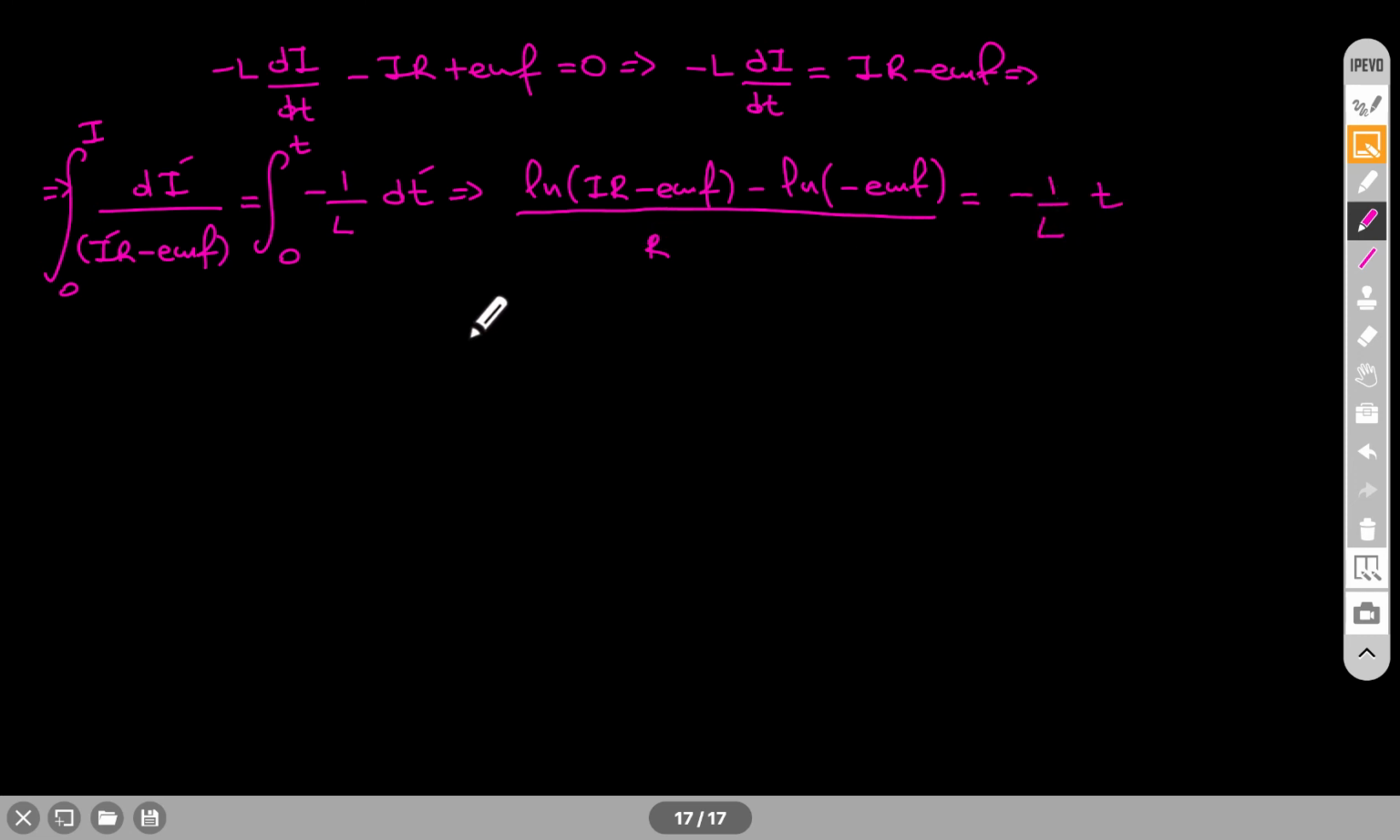I can move R to the other side and simplify things a little bit. This will give me the natural log of IR minus EMF divided by minus EMF, equal to minus R over L times time. And I can get rid of the natural log.